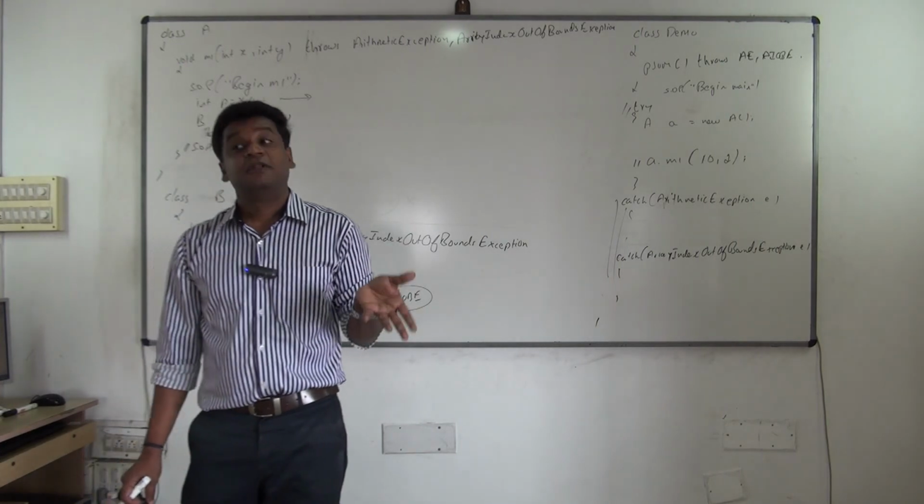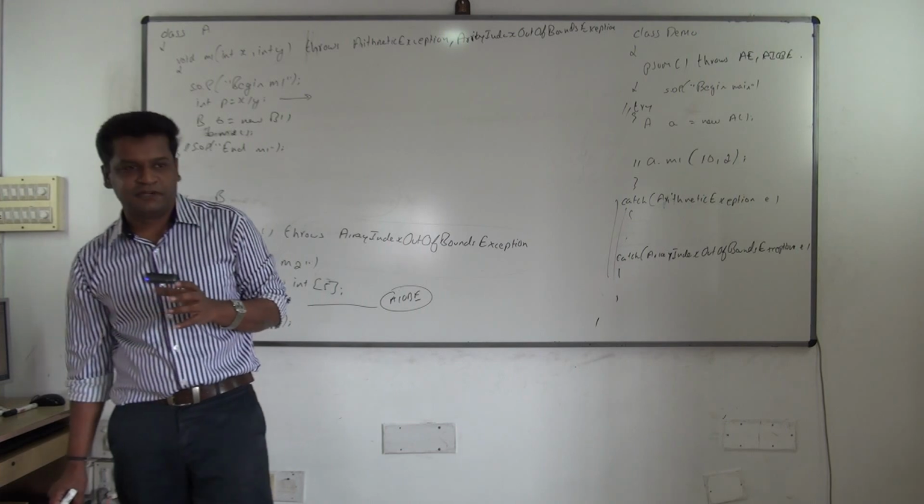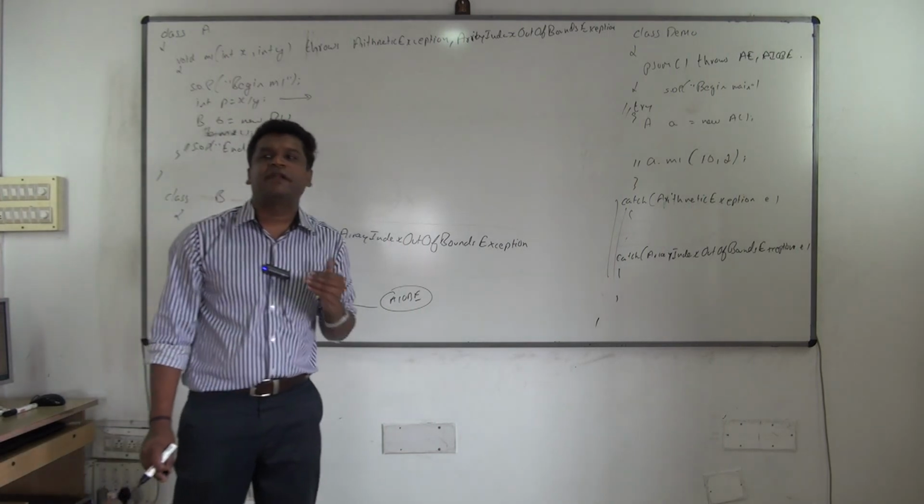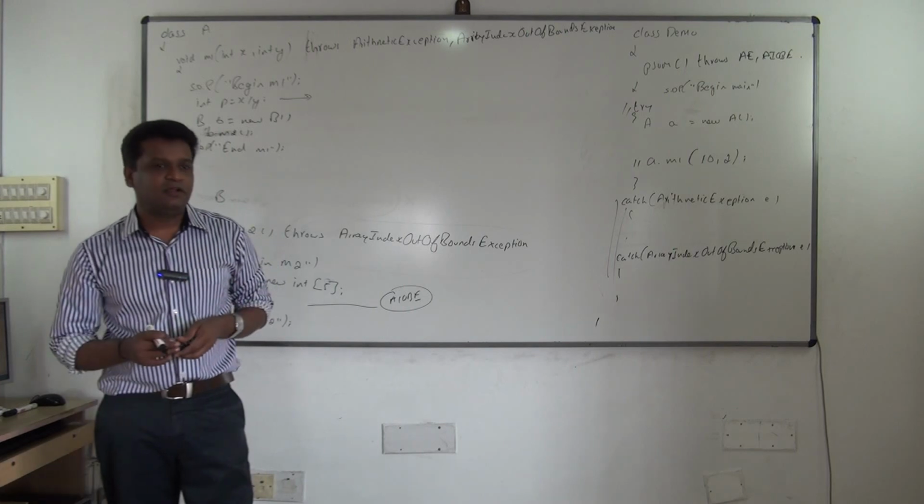It will give it to JVM. JVM will catch it and print the message. You know what message it prints. But the question was, can I write public static void main throws? Yes, it is valid. Are you clear with this?